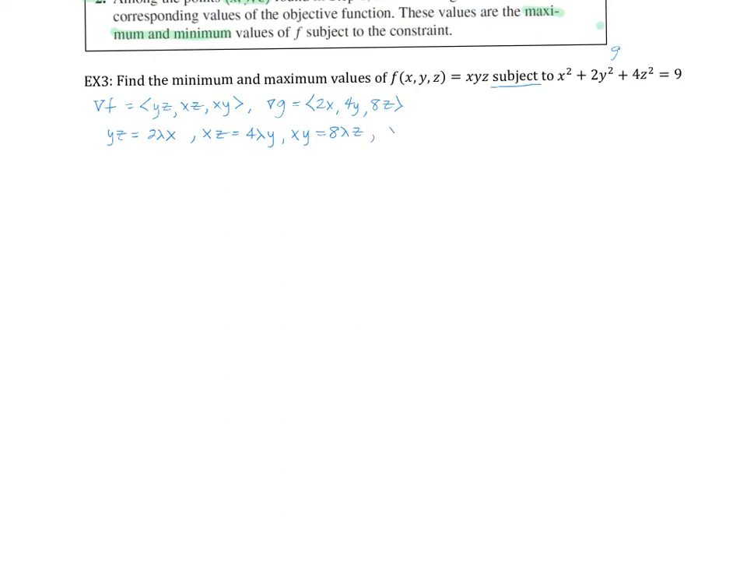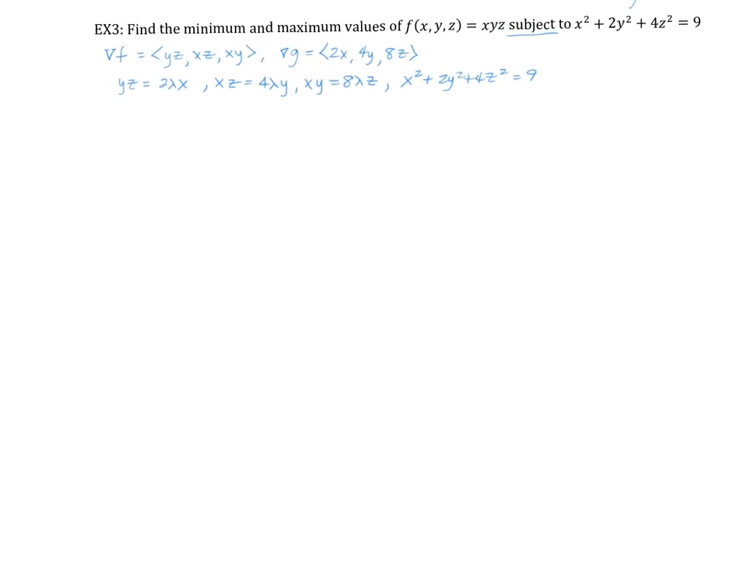Again, we can use our constraint function as well. x squared plus 2y squared plus 4z squared equal to 9. Now I have 4 variables, 4 equations. I should be able to solve this. I'm going to use the previous technique, noticing that yz, xz, and xy would all be equal to each other if they were all xyz. So in the first equation, I'm going to multiply both sides by x to get xyz.